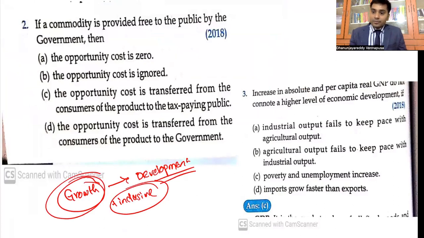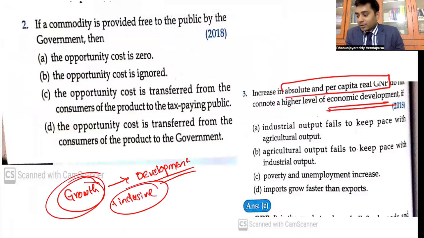Increase in absolute and per capita real GNP do not connect to a higher level of economic development. What it is saying is, there is an increase in GNP. Always GNP, or GDP, GNP, NDP, NNP speaks about growth. National income is growth. But it is not transforming into development. Why doesn't it happen? Inclusive growth is not there.